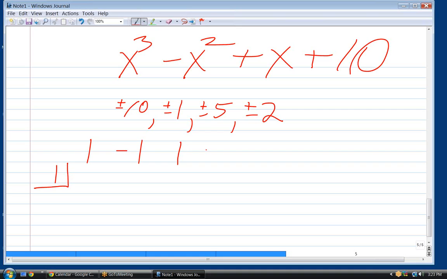Yeah, and then you have to see if you get a 0. No 0 there. So 1 is not a solution. About minus 1.